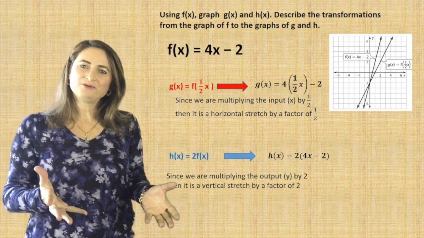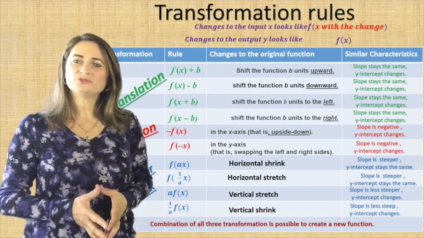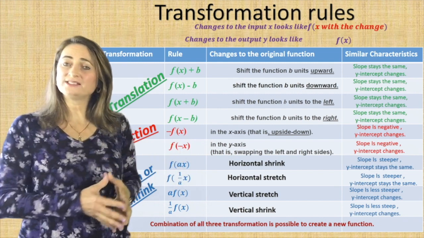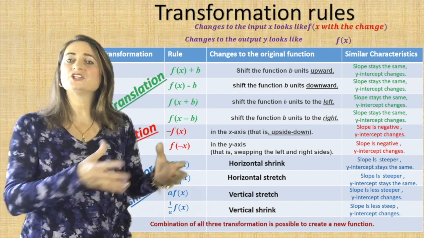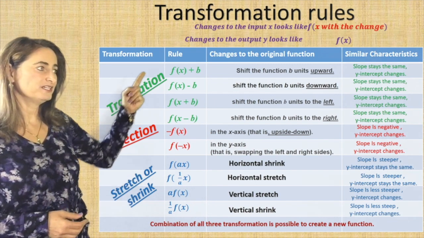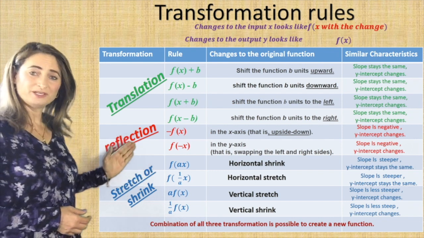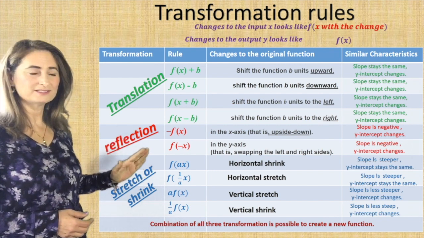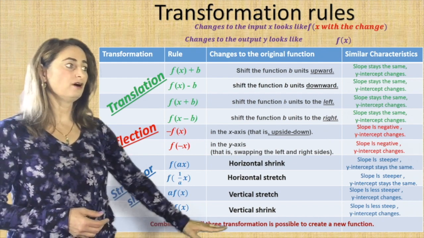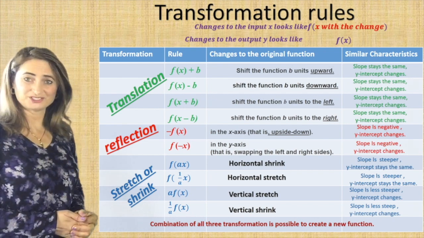So today we talked about too many rules for transformation. The only 2 things you need to keep in mind: is it a change to the x, or the input, or is it a change to the output, f of x? Here's the translation, reflection, and stretch or shrink. There's too many rules. I can't go over it. It will take 10 minutes, but they are right there in front of you. A combination of all 3 transformations is possible to create a new function.